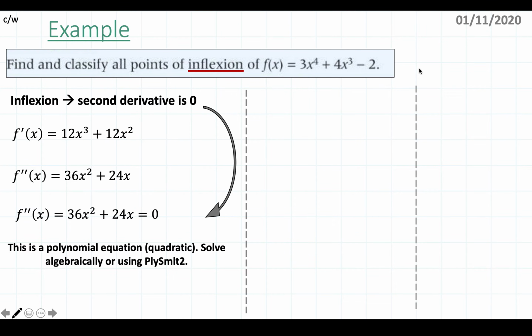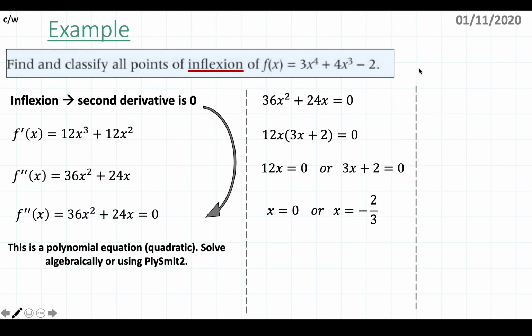Now, this is a polynomial equation. It's a quadratic, so you either solve it algebraically or using your calculator. I'm going to solve it algebraically. This is a quadratic function. I'm going to factor it out. So I'm going to factor out 12x, and then I'm going to solve it. So either 12x equals to 0 or 3x plus 2 equals to 0, which means that either x equals to 0 or x equals to negative 2 over 3.